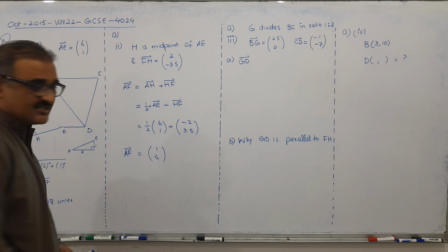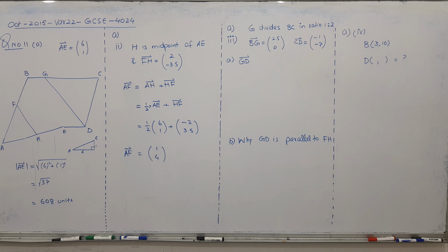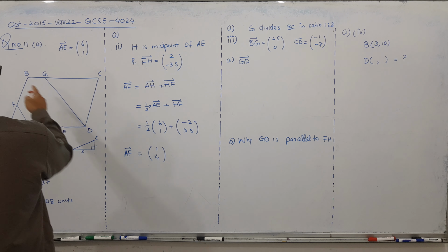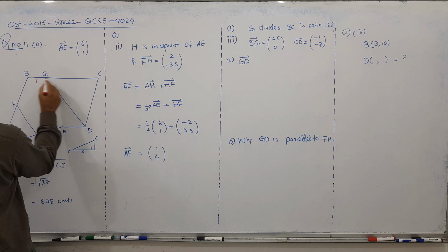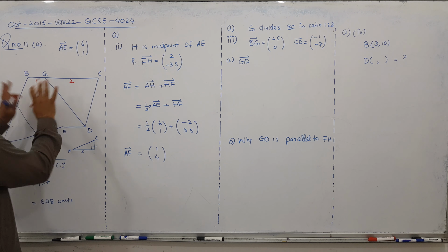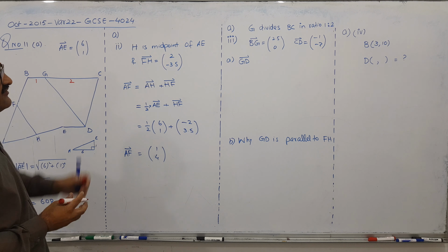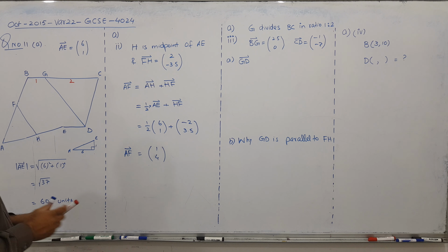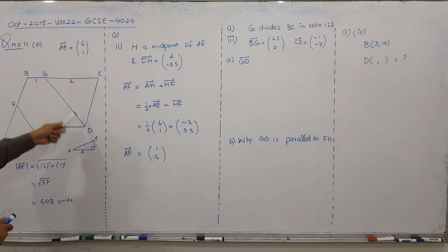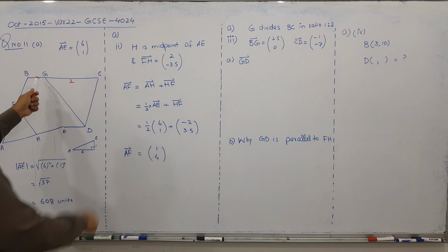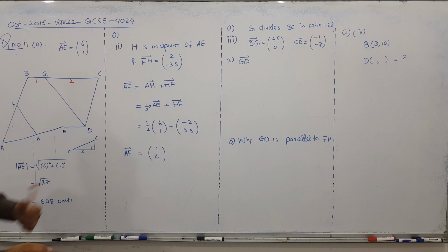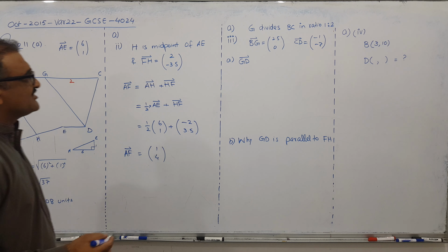He's saying in this question that the ratio is 2:1. So G divides BC in the ratio 1:2. So this gap is 1, and this gap is 2. This is not a scale diagram, that is why it looks different, but anyway, 1:2 ratio. And we need to find GD. So the plan is GC, then CD. CD is given, and if I get GC, I will finish my question. So first my target is GC.